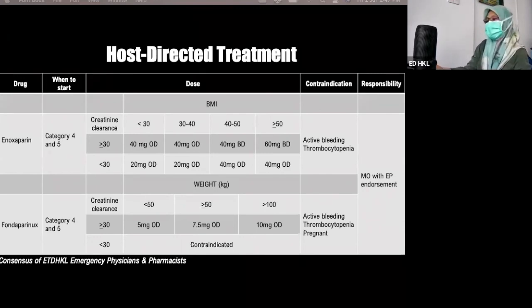So Clexane, yes, you give to all cat 4, cat 5, but by this morning, we have some problem with Clexane stock. Okay, so we can use Fondaparinux based on dia punya body weight and also creatinine clearance. But strength still not less than 1. Yeah, yeah. Okay.